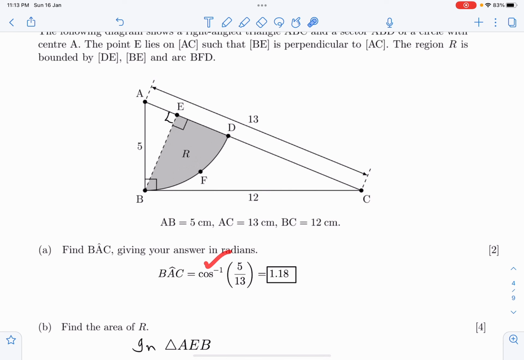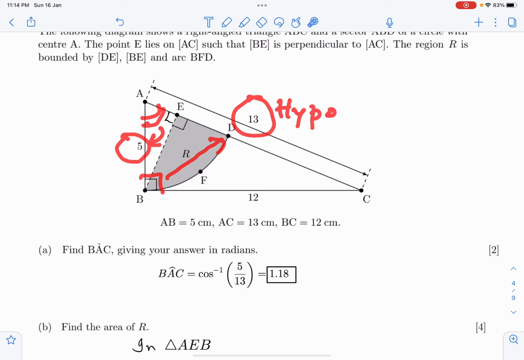So cos inverse of adjacent over hypotenuse, isn't it? The adjacent is 5, this is the adjacent side, over hypotenuse, which is 13. This is a right angle triangle, and this is the angle I want to find. For this angle, this is adjacent, and opposite to 90 degrees is the hypotenuse side.